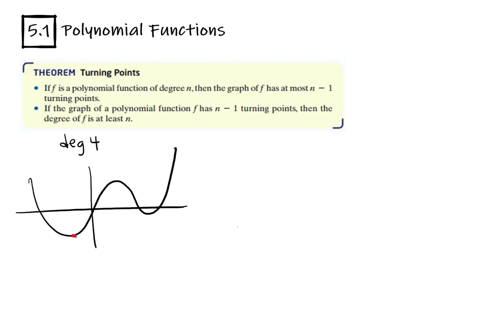So I have a local min, a local max, and a local min. I have up to 3, but not more than 3. But I don't have to have 3. Think about the graph of x to the 4th. It only has 1 turning point, and that's okay. You're only going to have 3 at the most, but you could have less than 3.